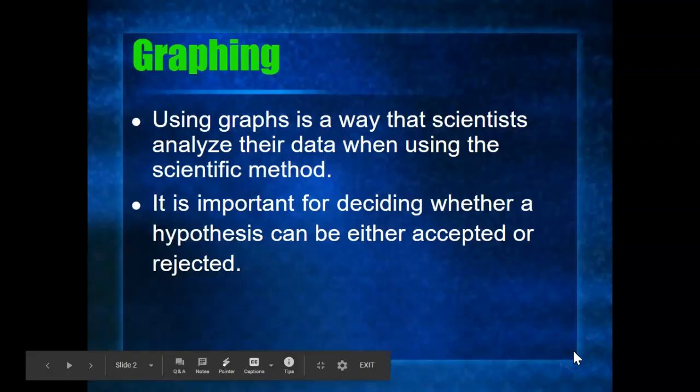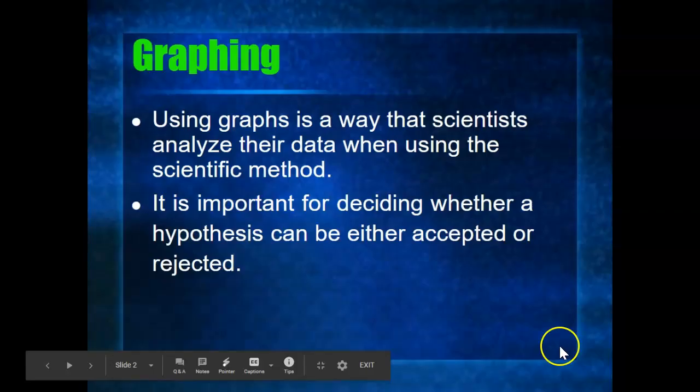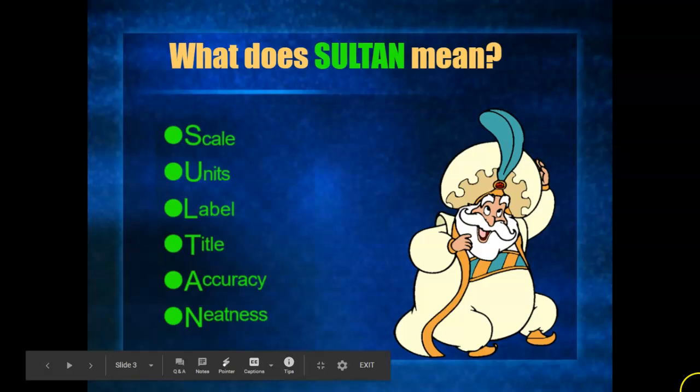Graphing. We use graphs in science to analyze data. It is important for deciding whether a hypothesis can be accepted or rejected. Remember, a hypothesis is an educated guess based on the experiment. What does SUTLAN mean? SUTLAN means scale, unit, label, title, accuracy, neatness.